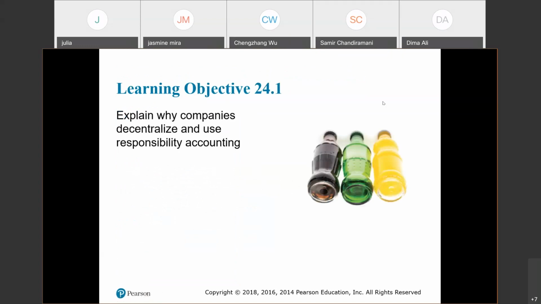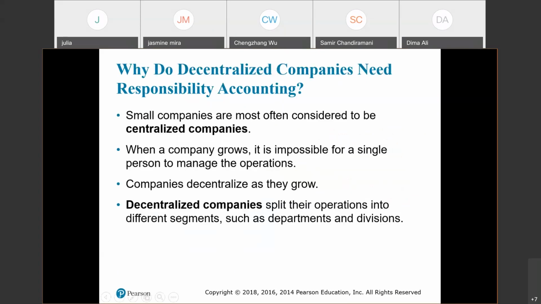Well, first of all, let's see why companies decentralize and use responsibility accounting. Here, let's look at some small companies where the owner or top executives often make the direct planning, directing, and controlling decisions. Well, these small companies are often considered to be centralized companies because centralized decision making is easier due to the smaller scope of their operations.